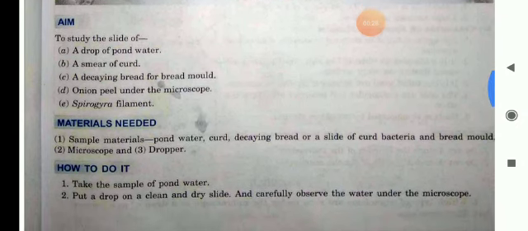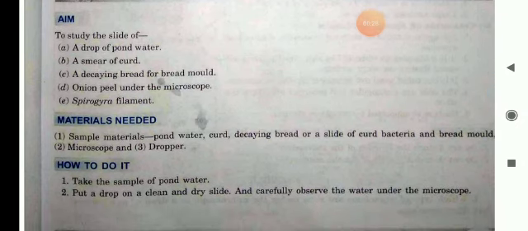So first is the aim: to study the slide of a drop of pond water, a smear of curd, a decaying bread for bread mold, onion peel under the microscope, and spirogyra filament. In this experiment, only these 5 you have to see under the microscope.